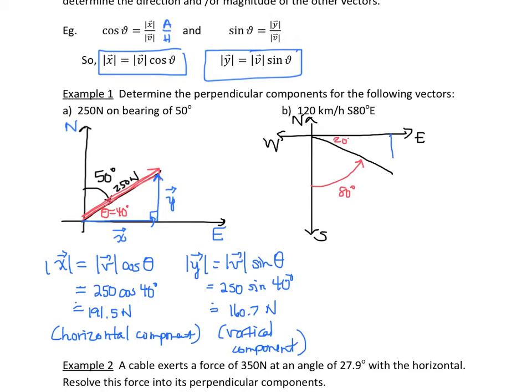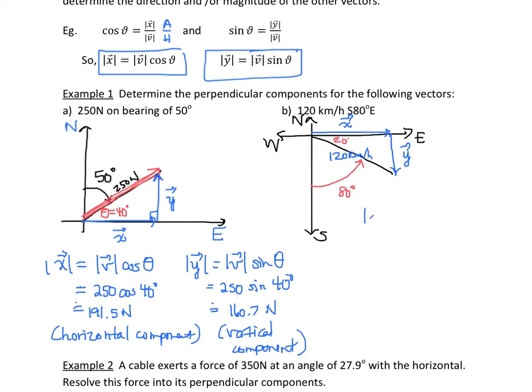So we're going to complete our triangle. This would represent our vertical component and our horizontal component. Now we also know that the magnitude of our vector is 120 kilometers per hour.